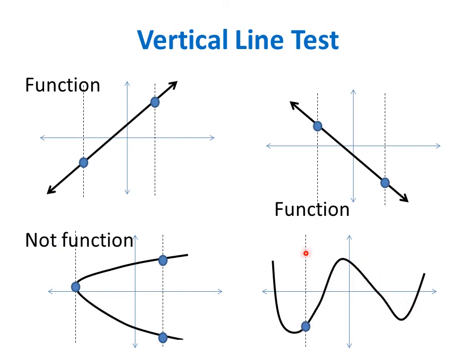Lastly, what if we have this curve? Okay, if we draw a vertical line to the left of the y-axis, we have a single point of intersection. If we draw another line to the right of the y-axis, we have a single point of intersection. In fact, for any vertical line that we draw on this graph, we will get a single point of intersection. Therefore, this graph or this curve represents a function.